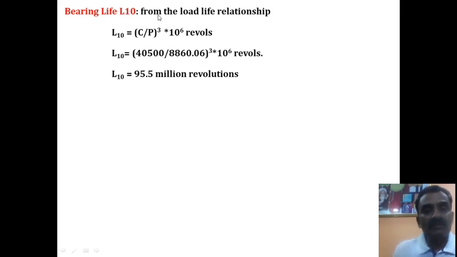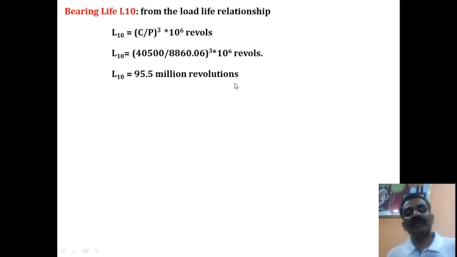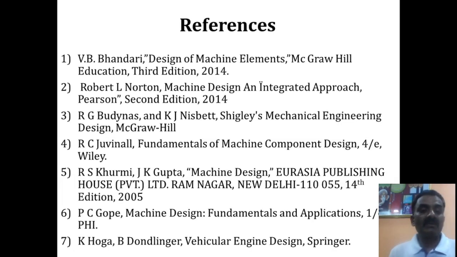We know the load life relationship: L10 is equal to C upon P raised to cube, as it is a ball bearing, so 3, into 10 to the power 6 revolutions. Substituting the value of C and the value of P, we have got L10 as 95.5 million revolutions. So this is the way you can try to solve different numericals for bearings subjected to cyclic loads.